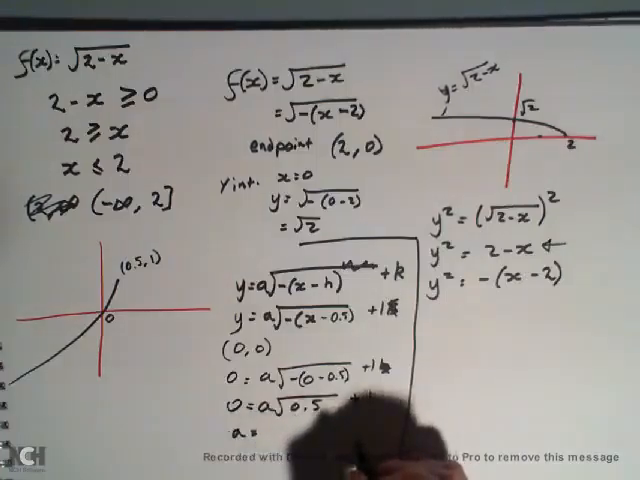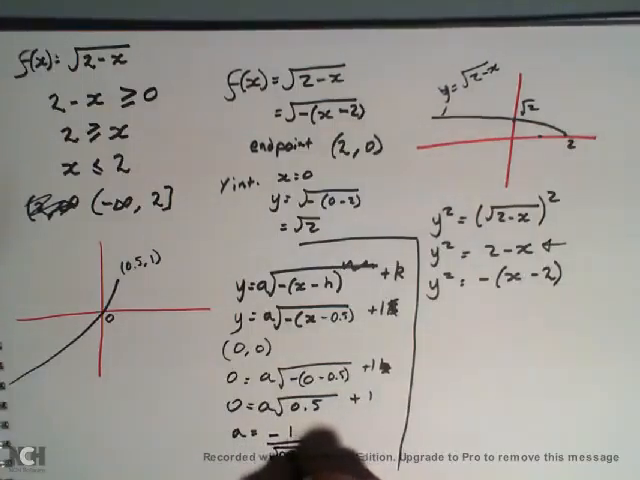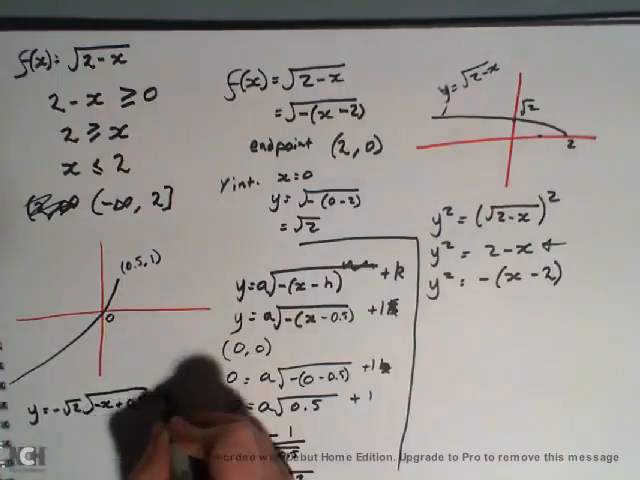the square root of a half, so take 1 divided by 0.5. If I do some solving, it's actually a equals square root of 2. Okay, just not going to go through that. So the equation is y equals minus square root of 2, square root of minus x plus 0.5, plus 1.